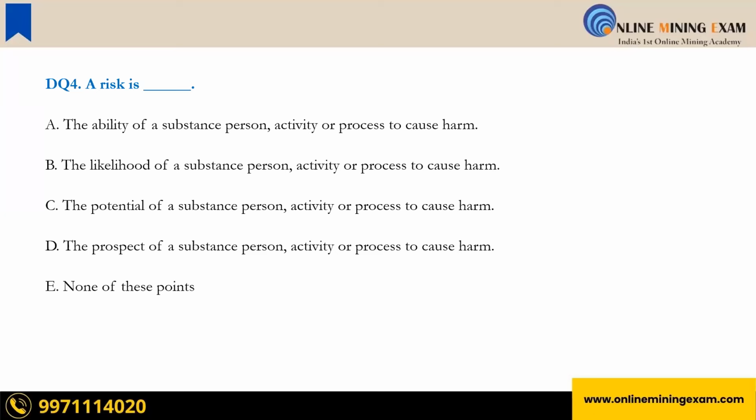So this is question number 4, which has been asked in the DGMS exam. A risk is the ability of a substance, person, activity, or process to cause harm. The likelihood of a person, substance, activity to cause harm. The potential of a substance, person, activity to cause harm. The prospect of a substance, person, activity, or process to cause harm. Okay, so read the question and then answer it.